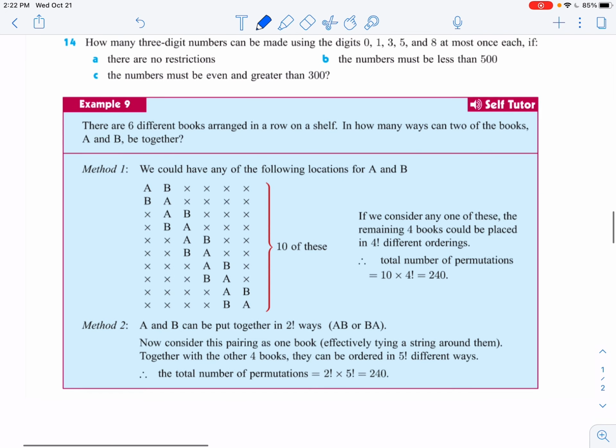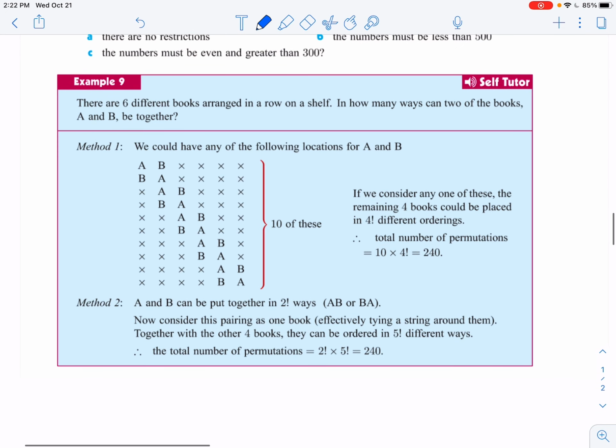Oh, I like this one. There are 6 books arranged on a shelf. In how many ways can 2 of the books, A and B, be together? We've definitely seen one over the years where you've got math books, English books, and a dictionary, and I forget. I'll see if I can find that problem for you.